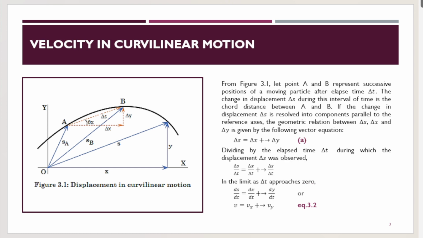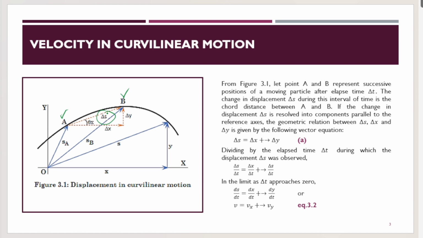So from that equation, aside from the distances, velocity, and acceleration, we can also have the displacement. From that figure, let points A and B represent successive positions of a moving particle after elapsed time delta t. This is what they are pertaining to, point A and point B. The change in the displacement, or what we call delta S, during the time interval is the chord distance, as you can see here. This is delta S, the chord distance between A and B.